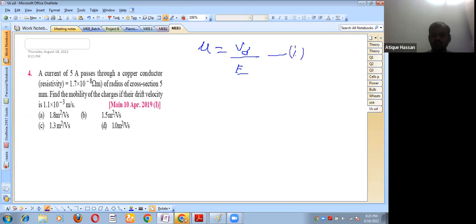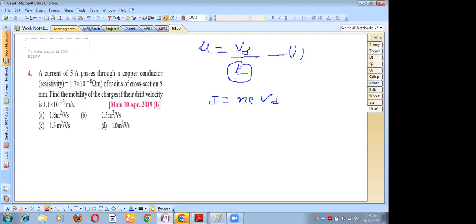Let us assume this is question 1. Now we know what J is. J is equal to n e Vd, that we all know. The drift velocity is not given in the question, so we have to find the electric field, right? And if the drift velocity is given and we know the electric field, then we can find the mobility. Getting my point or not? Yes, sir.